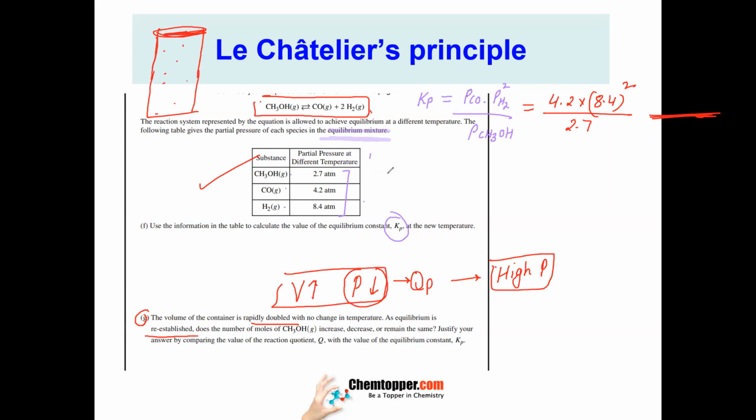Yes, Sanjana. So it will shift to the right. The right side has high pressure, children: 3 moles. It means you will get more CO and H2. So it will shift in the direction of high pressure to maintain the value of Kp. Is it okay?